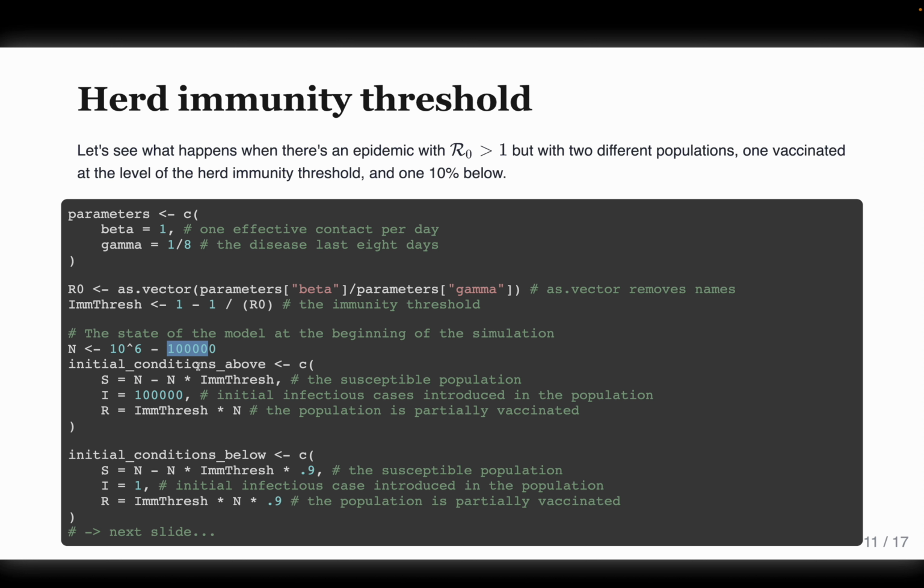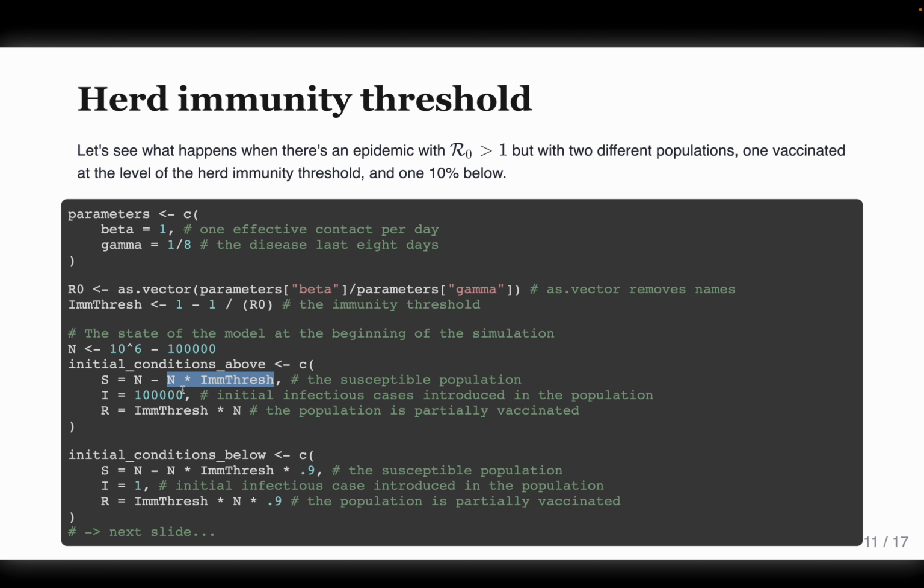We create an initial condition in this way. We create a number of immune people which is equal to the immunity threshold multiplied by the full population. Then we have a number of susceptible individuals, which is N minus R, which is again the immunity threshold multiplied by N. And then we have the initial infectious cases, which are 100,000.